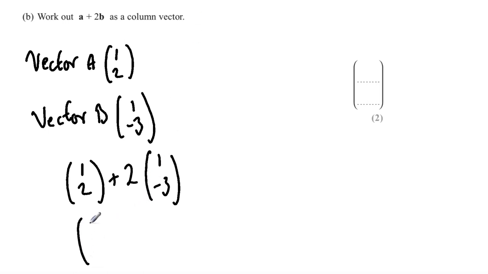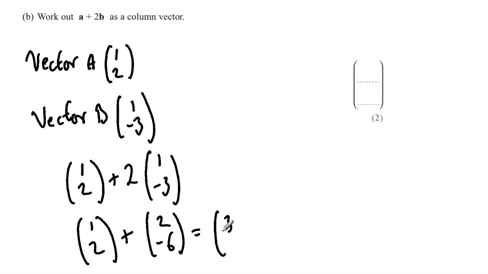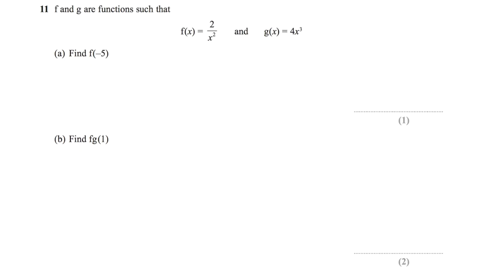So 1, 2 plus 2 times 1, which is 2. 2 times negative 3, which is minus 6. Now we're going to add the vectors together. 1 plus 2 is equal to 3. 2 plus minus 6, which is minus 4. So our column vector is 3 and minus 4. Final answer. F and g are functions such that f of x equals 2 over x squared and g of x equals 4 x cubed.